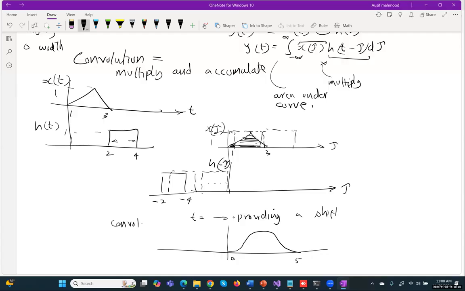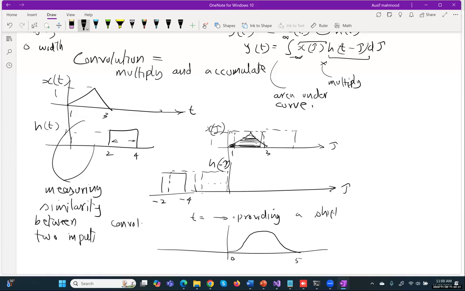Okay, so essentially convolution is, like I said, think of it this way, as we multiply and accumulate, it is measuring similarity between two inputs. So maybe that's another simple way to understand it.